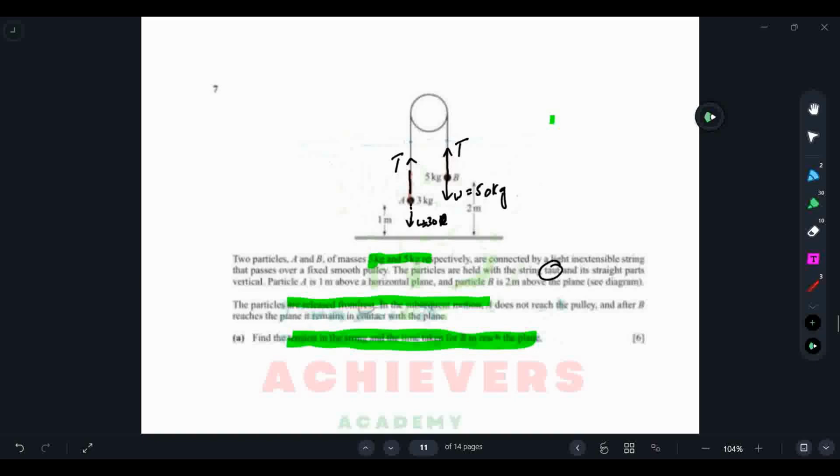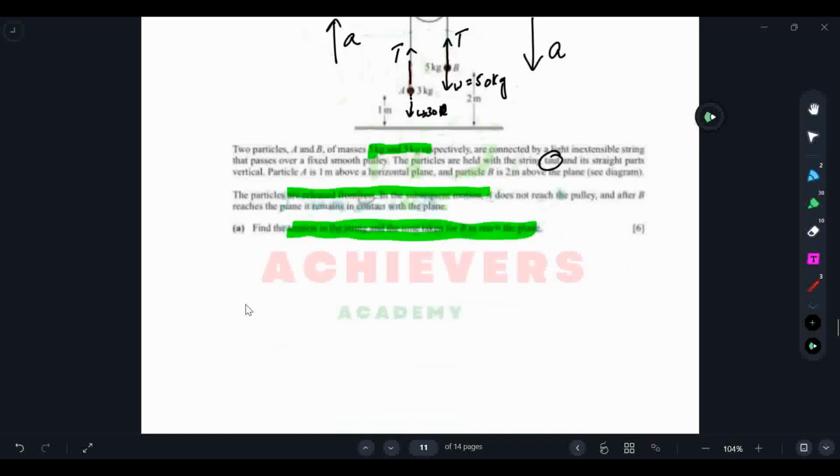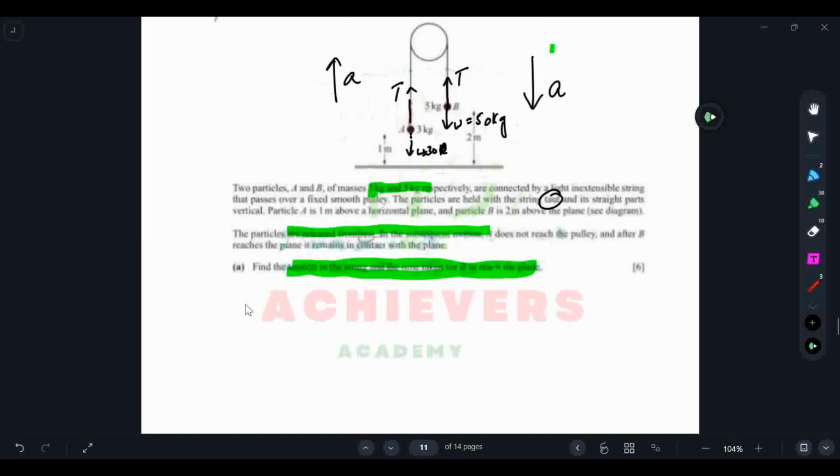Okay. Now it means that the acceleration for particle A will be in the upward direction, and the acceleration for particle B will be in the downward direction. Now we just need to look at the particles separately. The first particle will be, let's say, particle A.